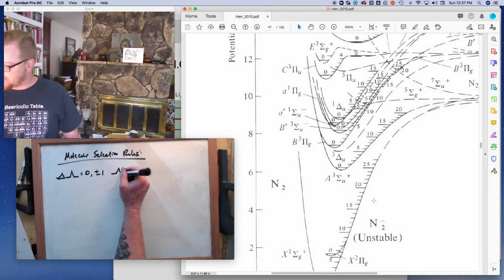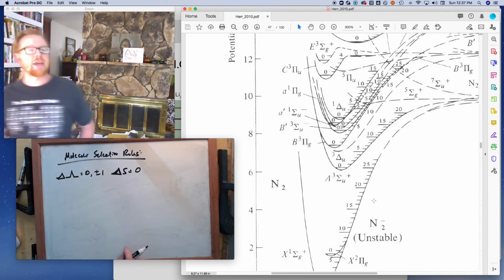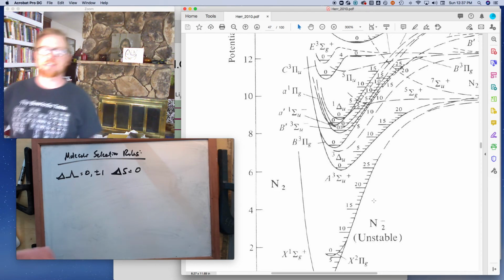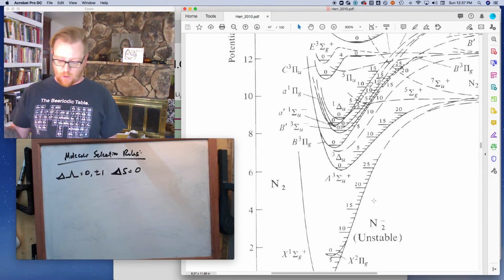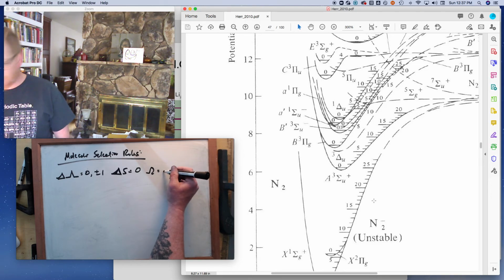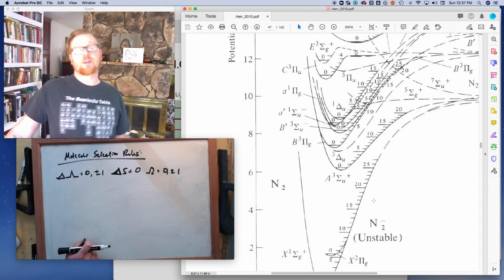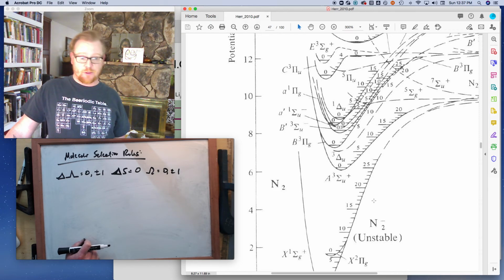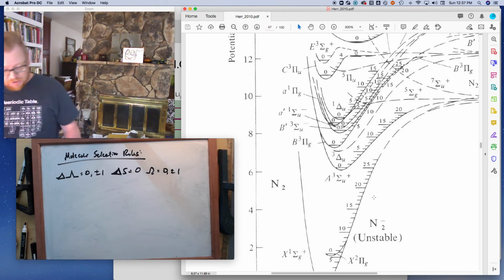So multiplicity, that's a delta S, must be 0. So again, just like saying we can go from singlets to singlets, doublets to doublets, and triplets to triplets, but not the other way around. And then finally, in that omega state, which is equivalent to our J, we can go by 0 or plus or minus 1. So you can transition from the 1/2 state to the 3/2 state, but not from the 1/2 state to the 5/2 state.